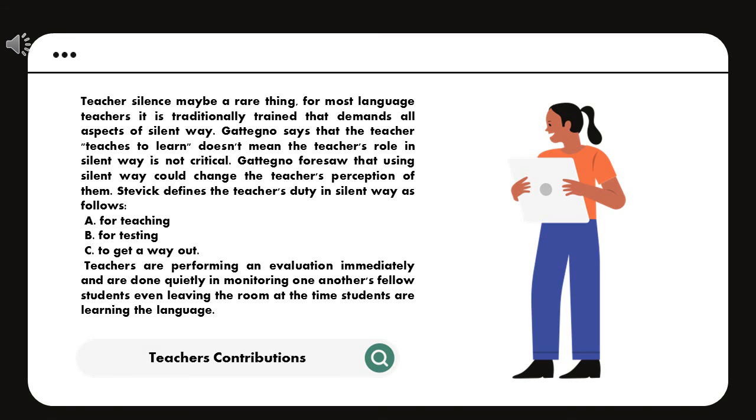Gattegno defines the teacher's duty in the Silent Way as follows: A. For teaching, B. For testing, C. To get out of the way. Teachers perform evaluation immediately and quickly, monitoring one another, fellow students, even leaving the room at the time students are learning the language.